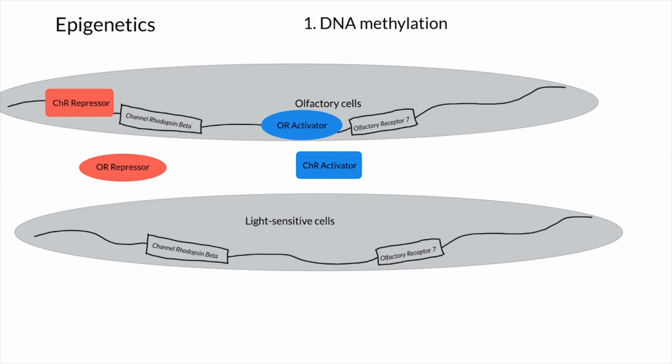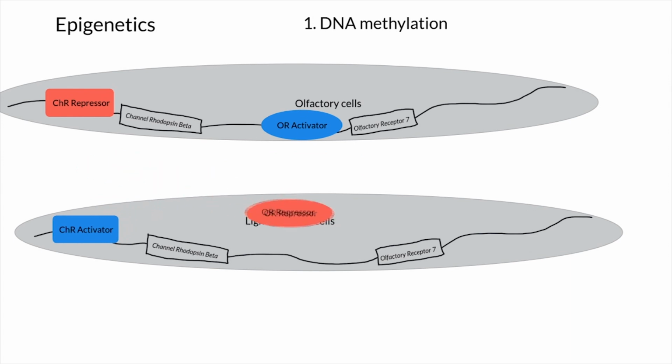Likewise, light-sensitive cells at the bottom express a totally unique set of transcription factors. In this case, the channel rhodopsin activator protein binds to the DNA regulatory sequence upstream of the channel rhodopsin, thus helping express more of it, and an OR repressor protein binds upstream of the olfactory receptor 7 gene and others like it to ensure that the expression of those receptors does not occur in light-sensitive cells where they would be useless and a waste of energy.